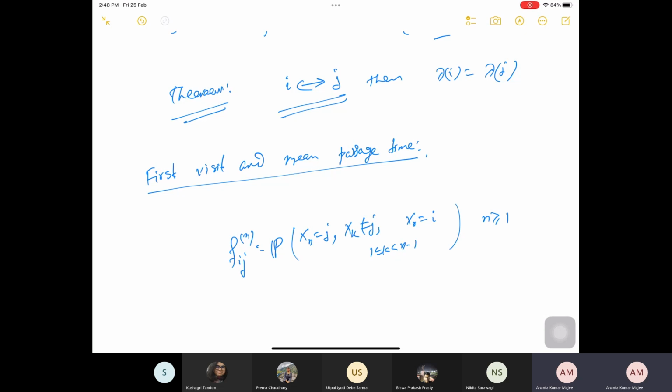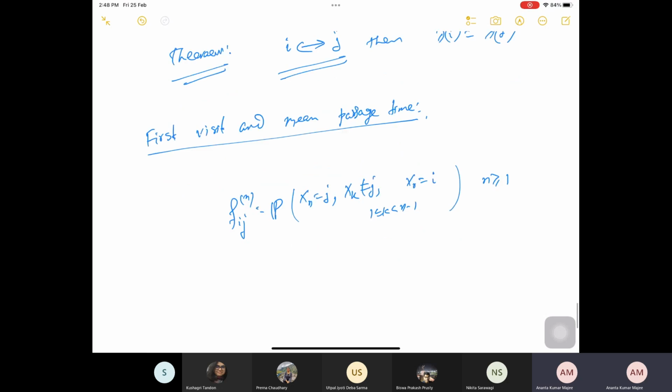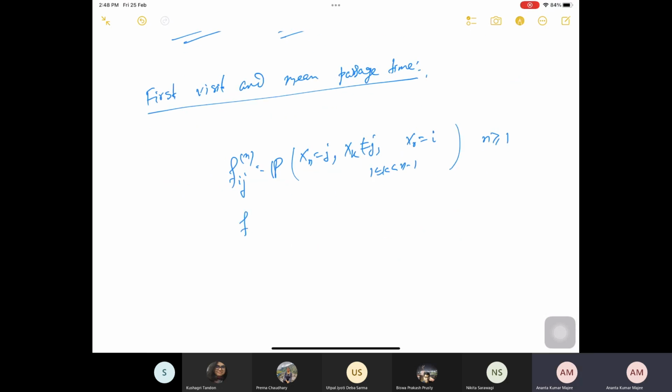That means it is the probability that, starting with state I, the first transition to state j occurs at time n. Is it not? And by definition, I am defining f_ij of 0, which is actually 0. And I am defining f_ij, which means starting with state I, the probability that we ever make a transition to state j.